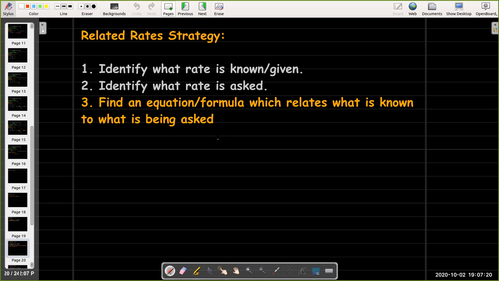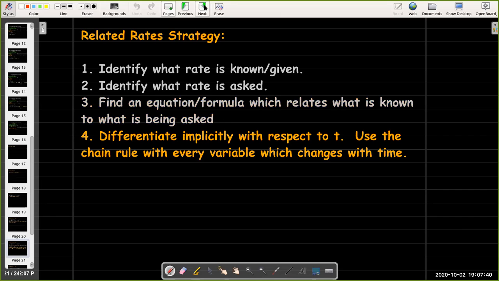That's why I made a previous video with some review of geometry formulas, because sometimes it's a simple geometry formula. Other times, though, we will need to do some analysis using similar figures, or maybe using some trig formulas. Once we have that equation, we're going to differentiate implicitly with respect to t. We need to make sure that we identify in that formula whatever's changing with time and use the chain rule with each variable that is changing with time.